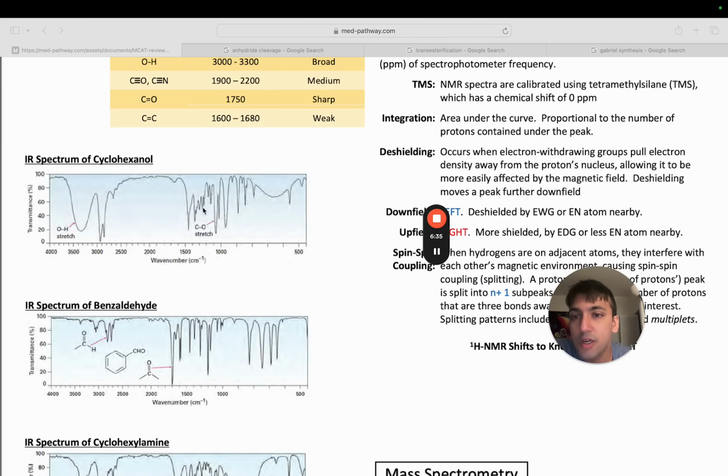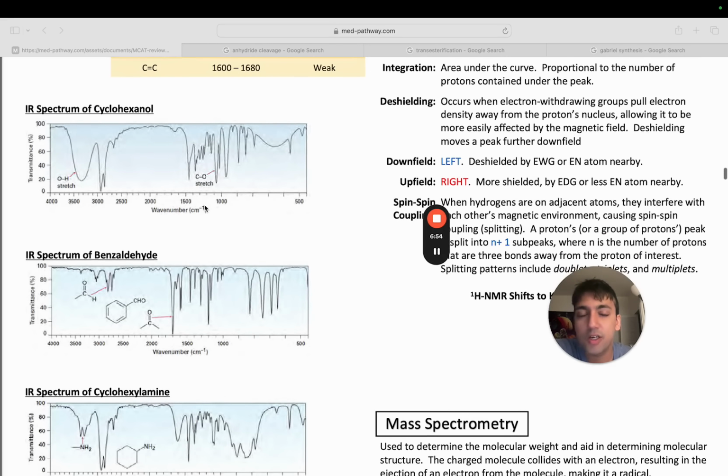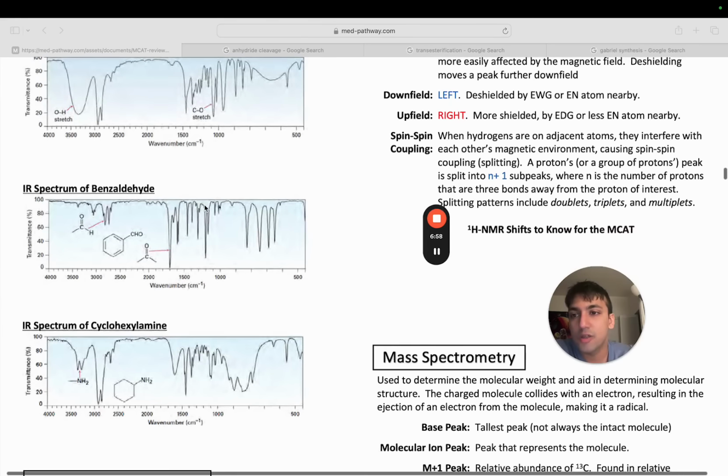And you should understand that in some of these, the peak will be moved one way or the other. So like in a cyclohexanol perhaps, in the presence of OH, the CO might be shifted left or right. But in general, you should just look at some of these spectrums on Google Images and try to figure out, okay, what compound is this? And if you can do that, then you'll be solid.